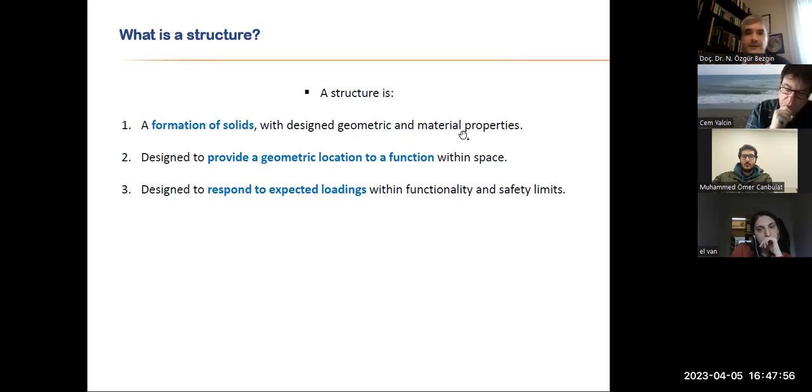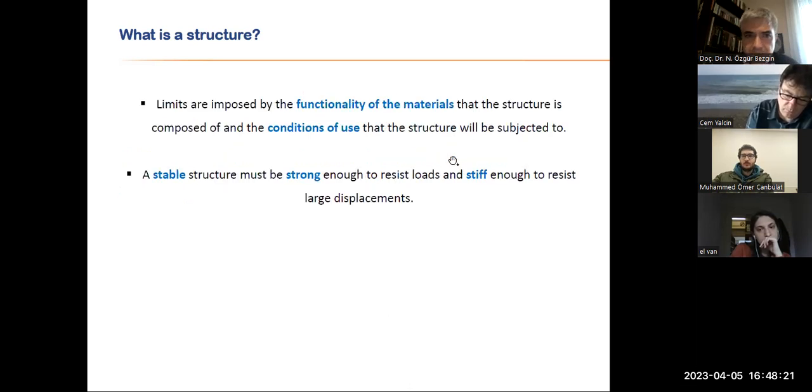Like I am right now in my working room. I am 19 floors above the ground. I am about 60 meters above the ground. So all these walls around me are meant to keep me 60 meters above the ground. If for some reason I find myself at the ground floor, something bad must have happened. So that is the function of this structure. And it is designed to respond to expected loadings within functionality and safety limits. This is my definition of a structure.